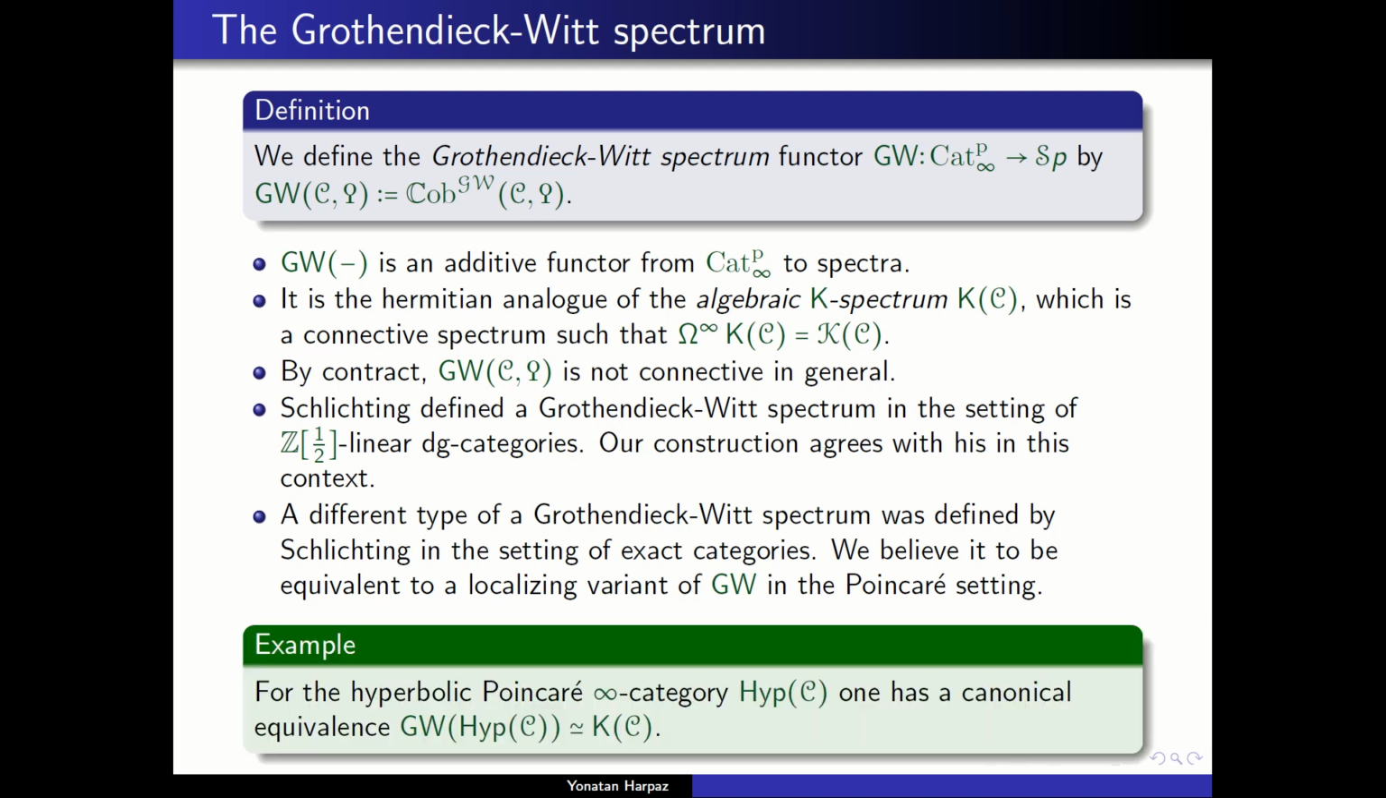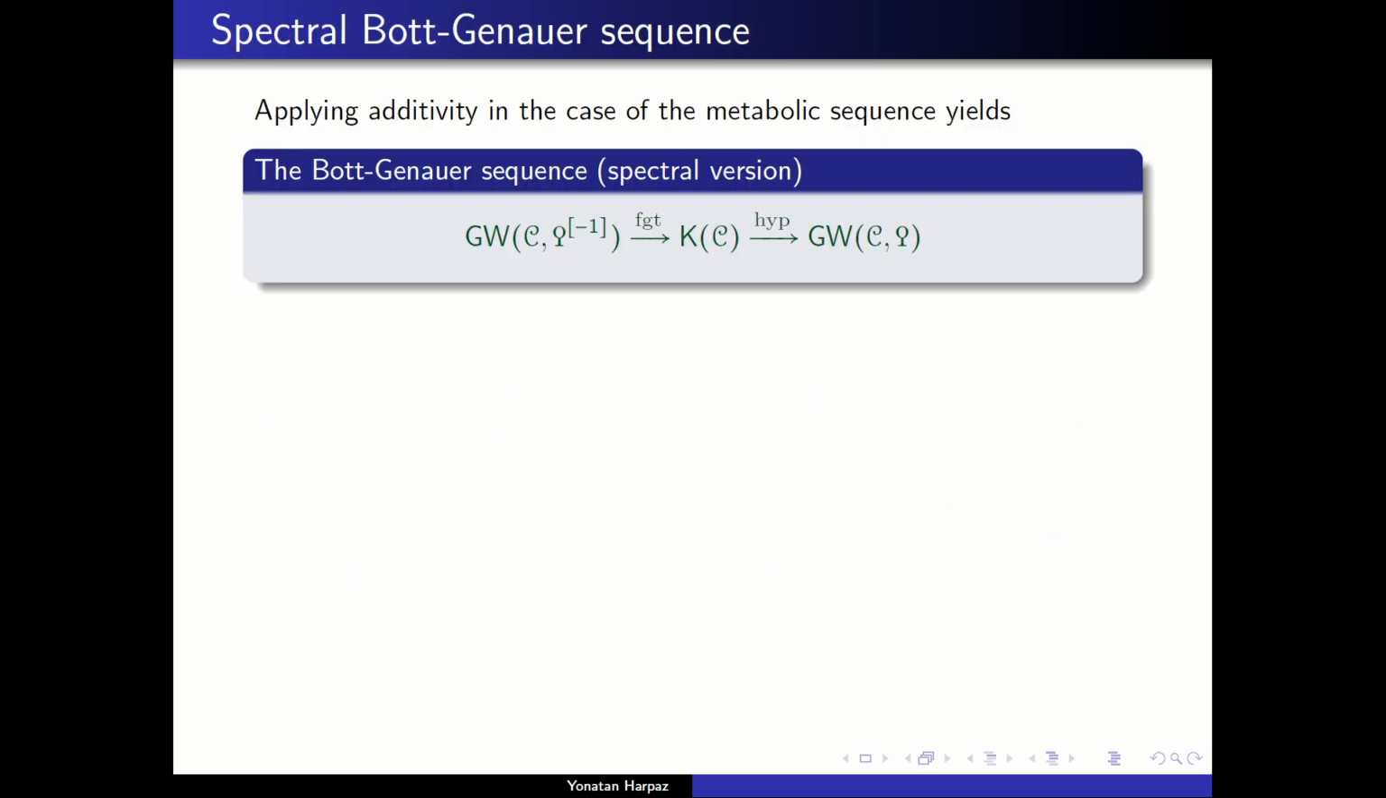Finally, an example: if we take the hyperbolic Poincaré infinity category associated to a stable infinity category C, then its Grothendieck-Witt spectrum is canonically equivalent to the K-theory spectrum of C. And if we apply additivity in the case of the metabolic sequence, then we obtain the spectral version of the Bott-Genauer sequence, which says that the forgetful and hyperbolic maps on the level of GW and K-theory spectra fit into a fiber sequence of spectra.